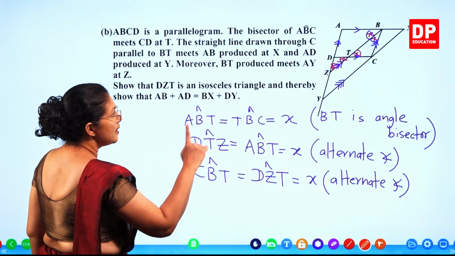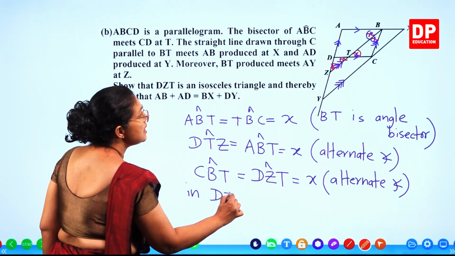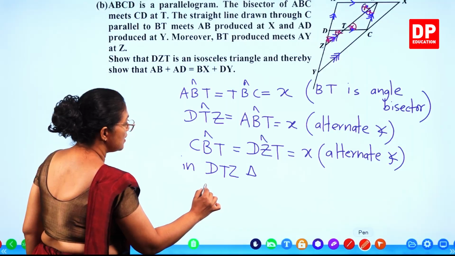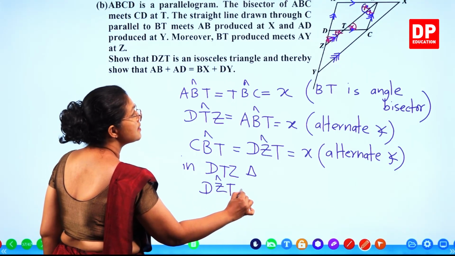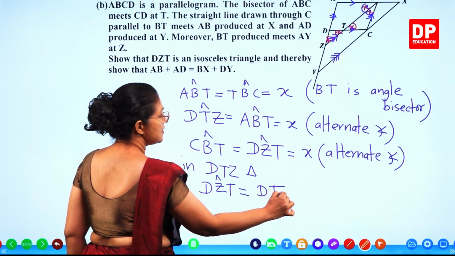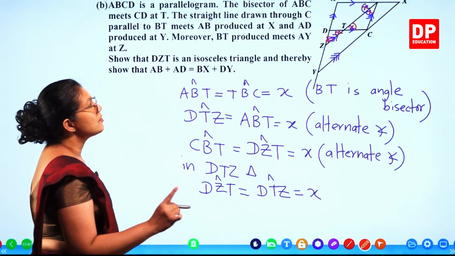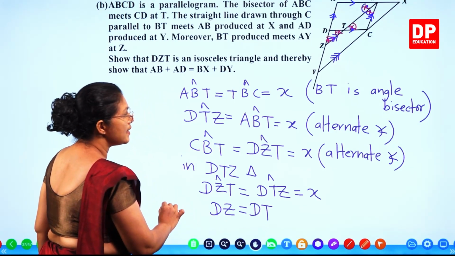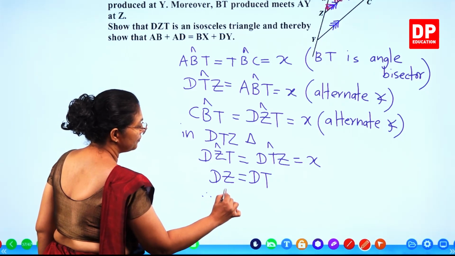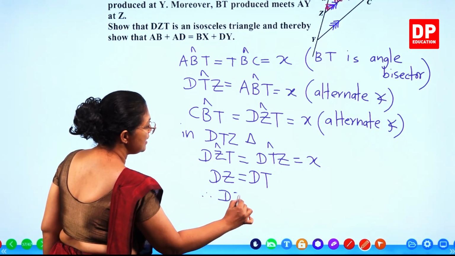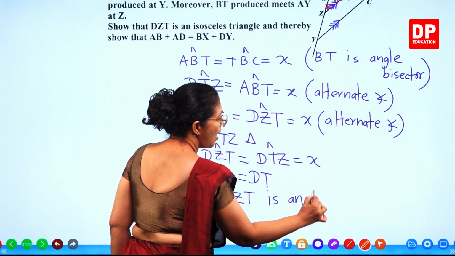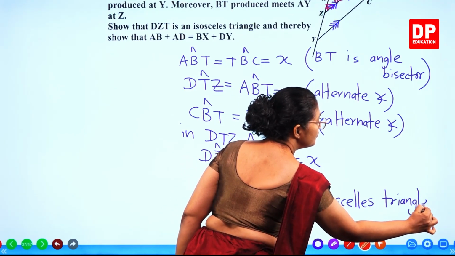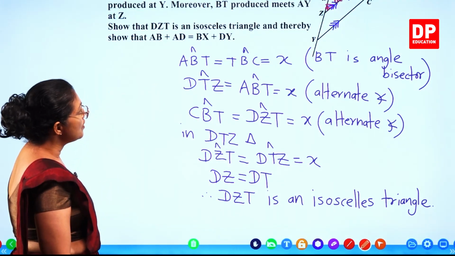Now we can see in DTC triangle, the two angles are equal. DZT is the same as DTZ, that's X. So you can say then DZ side is equal to DT. Therefore, it's an isosceles triangle. So what's the triangle? DZT is an isosceles triangle. So that's the first part.